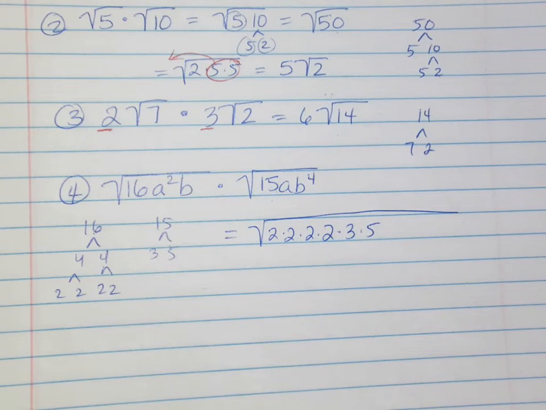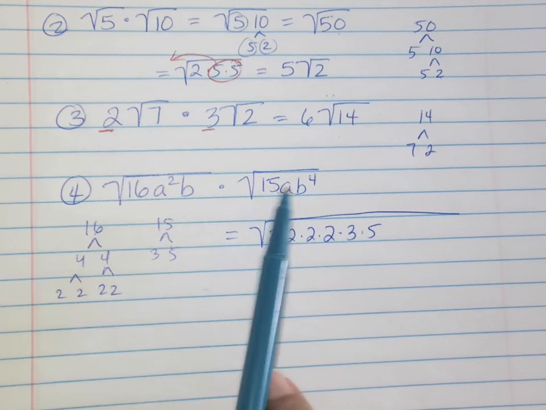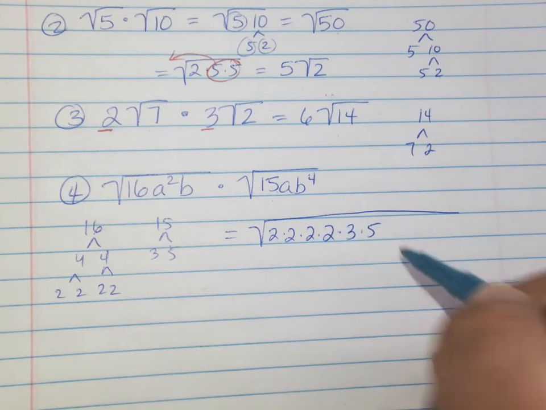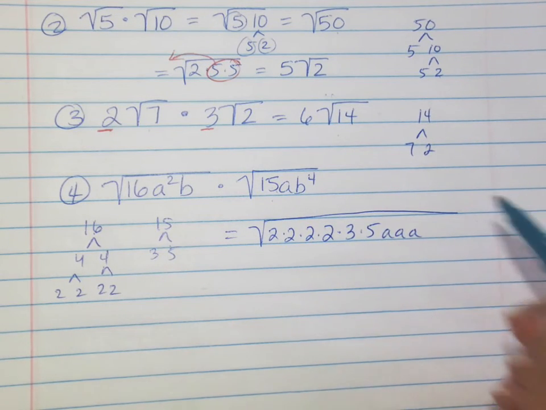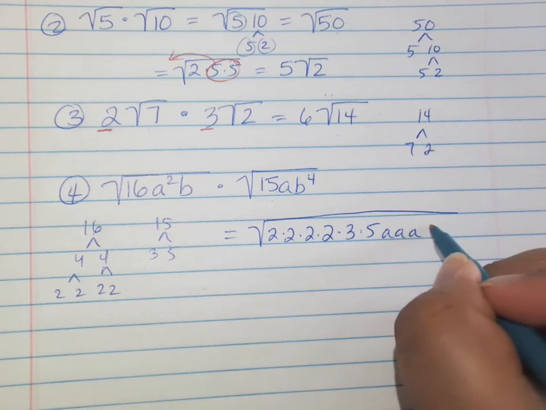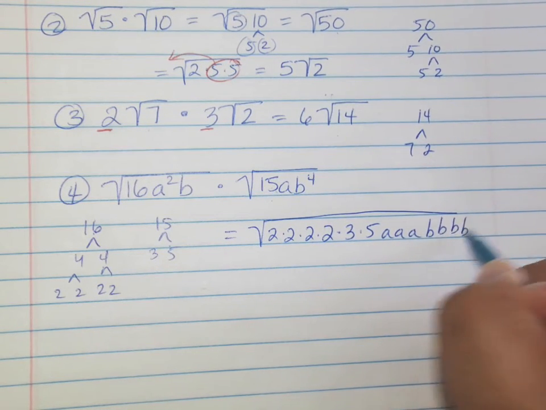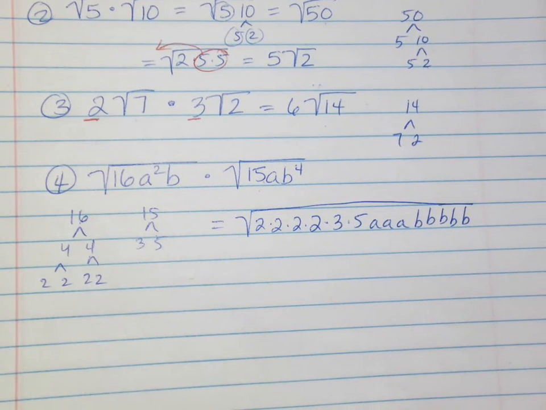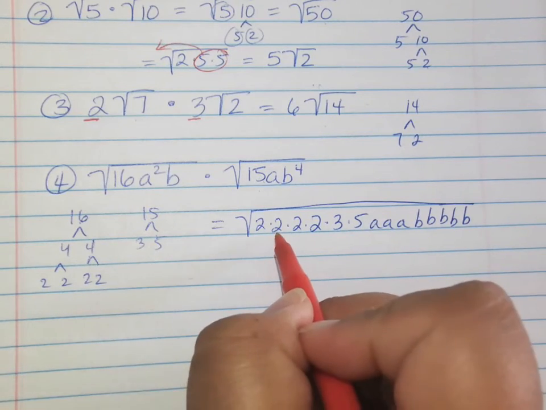And now let's look at our variables. We have a squared and we have a. That's 2 a's here, 1 a there. So I'm going to write down those 3 a's. I have 1 b here, 4 b's here. So I'm going to write down the 5 b's. Alright, this is a square root problem, so we're looking for pairs. So circle all your pairs.